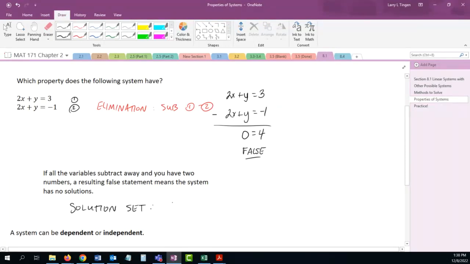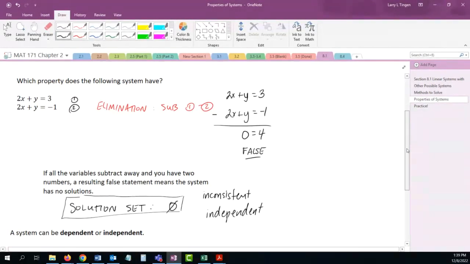is the empty set, which is represented by the 0 with a line through it. Okay? Do not put brackets. That is called the empty set. Leave it just like that. Putting brackets around it makes it a set containing the empty set, which is a big old mess. So if there's no solution, that means my system is inconsistent, but still independent because the lines are not the exact same line twice.